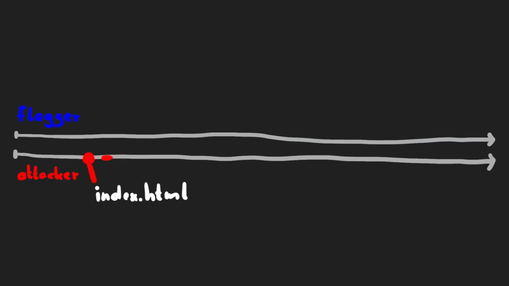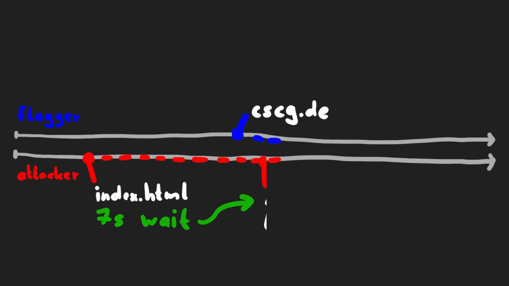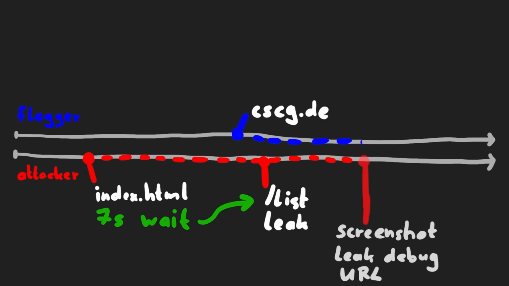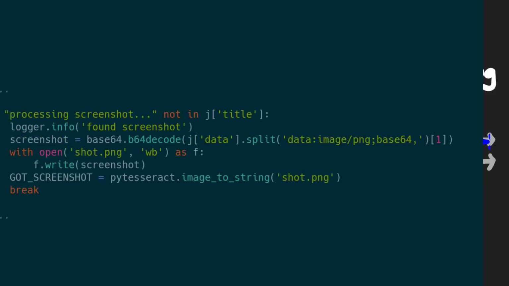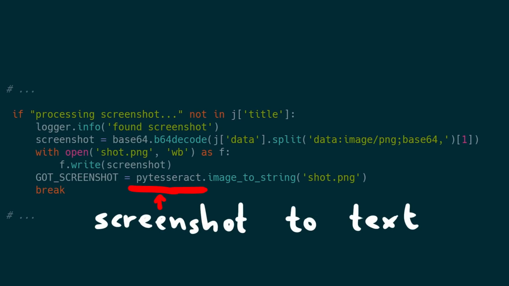So we request our screenshot, the index.html is loaded, Flagger requests cscg.de. After 7 seconds, we redirect to the debugger port list, and after 10 seconds, the service takes a screenshot of it, and this will now contain the Flagger cscg.de debug URL. But thanks to our precise timing, the Chrome service still hasn't completed the screenshot for cscg.de yet. Now we need to be fast. Very quickly, we need to get the debug URL, and I'm using OCR for this, specifically Tesseract. This can extract text or the URL from the image.